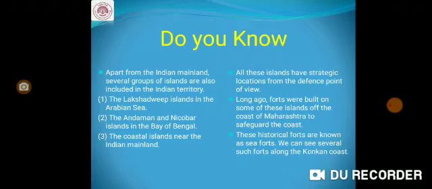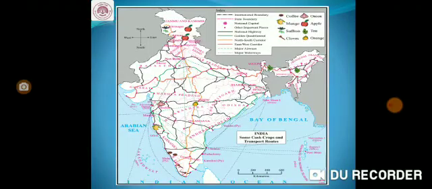Okay, we'll be moving on to the next slide, where we will study another map now. Now this is interesting. You're going to take a look at the index, which shows the international boundary, the state boundary, the national capital, important places, highways, airways, waterways. Okay, so there are different routes that are shown on this map.